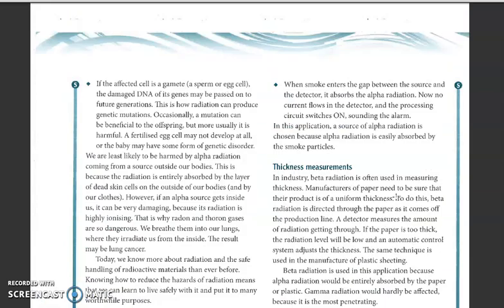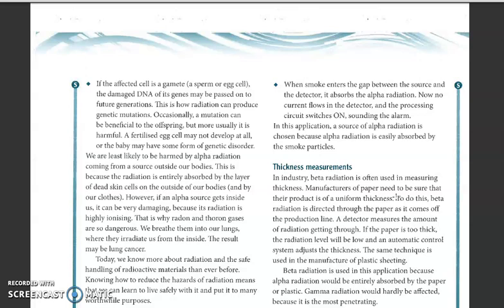The next case is when smoke enters the gap between the source and the detector. It absorbs the alpha radiation and now no current flows.